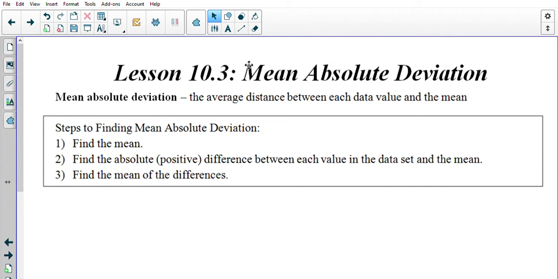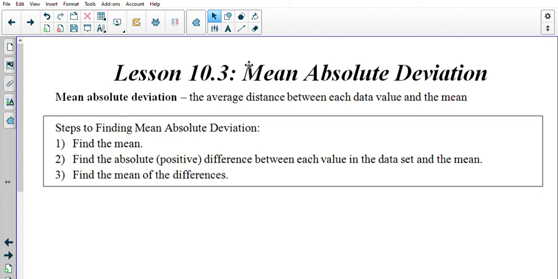So there's three steps to finding the mean absolute deviation. So come back to these as you're doing your examples as needed. And assignment number one, by the way, is going to be on mean absolute deviation. It's going to be a pretty short assignment. It just has 2 questions, but I do ask that you show your work.